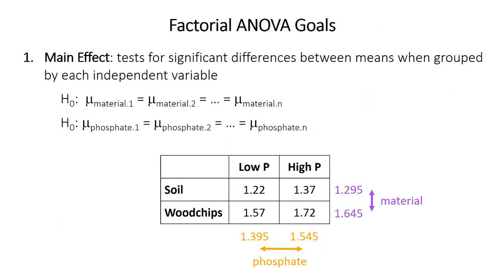So what does factorial ANOVA do? Well, the first test is for the main effect, or the main effects. Whether there are significant differences between the means when grouped by each of the independent variables. So in our example, this could ask whether the mean of soil differs significantly from that of wood chips, whether the low phosphate mean differs significantly from the high phosphate mean. And the null hypothesis, as is common with null hypotheses, is that the group means are not different from each other, or that they come from populations with the same mean.